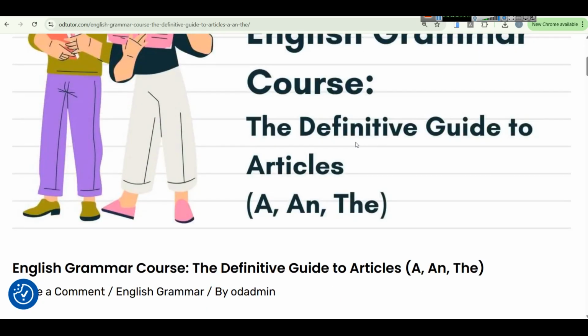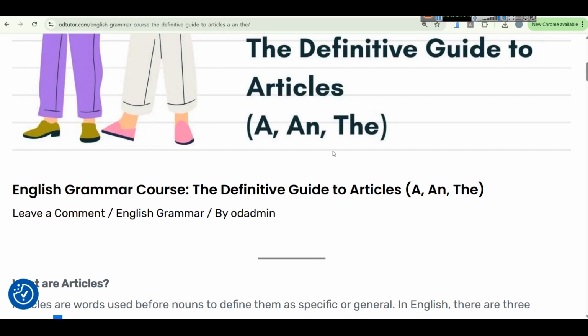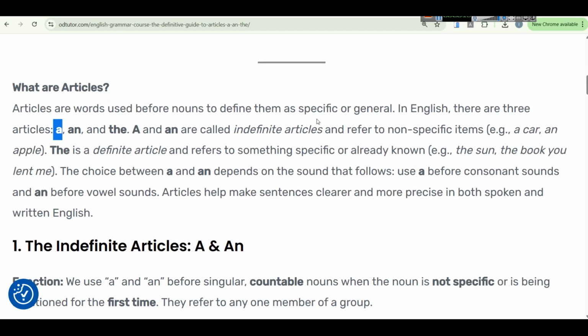This is the definitive guide to articles: a and the. First of all, what are articles? Articles are words used before nouns to define them as specific or general. In English, there are three articles: a, an, and the. A and an are called indefinite articles and refer to non-specific items, like a car, an apple.